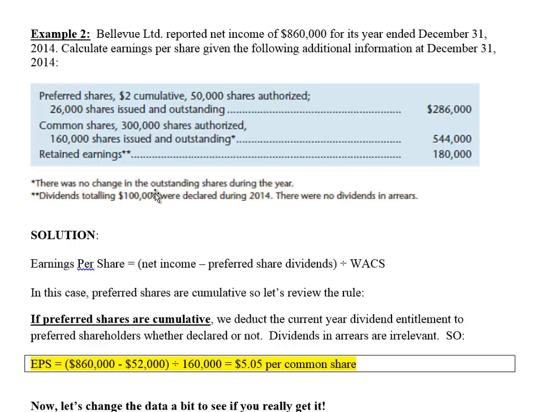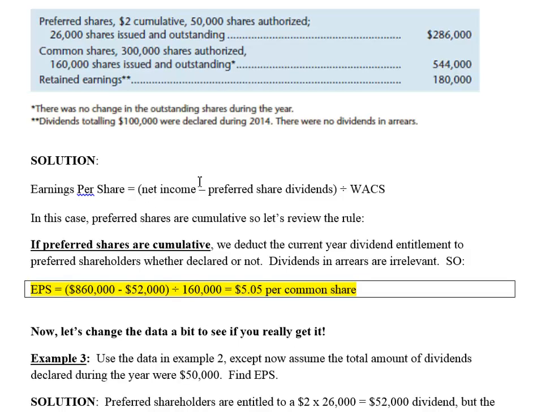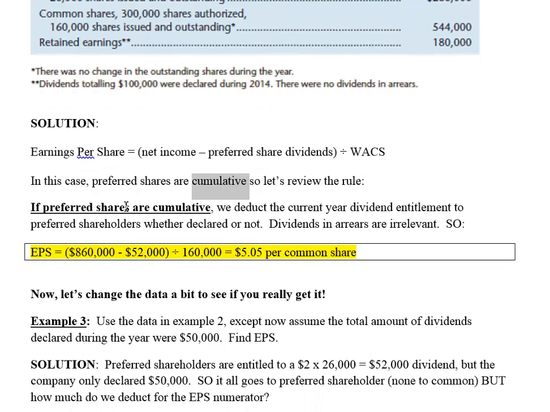So now, for us to calculate earnings per share this year, we know our formula, and we also know that there were no changes in the outstanding shares during the year, so we know we're going to use 160,000 shares issued and outstanding for our weighted average common share piece of the calculation. So now, the fact that the preferred shares are cumulative should remind us of our rule. If they're cumulative, deduct the current year's dividend entitlement, whether it's declared or not.